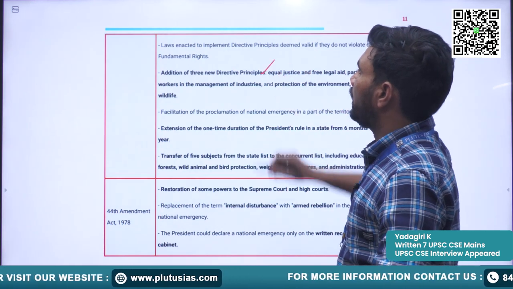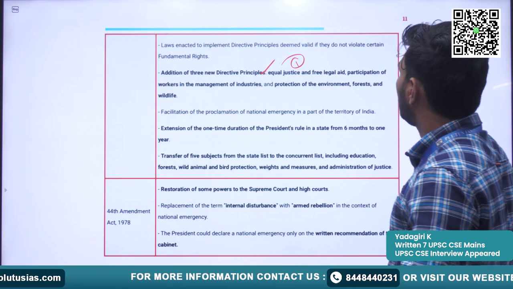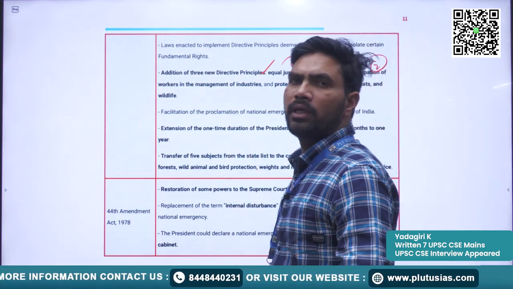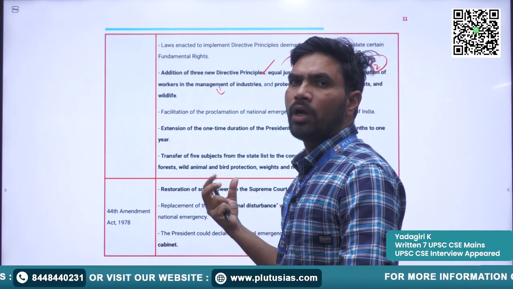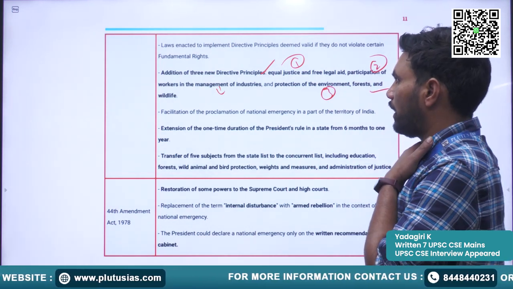Right. Similarly, addition of three new directive principles. One is equal justice and free legal aid. Second one is participation of workers in the management of industries. So this is to prevent the concentration of wealth in a few hands. And the third one is protection of environment, forest and wildlife.